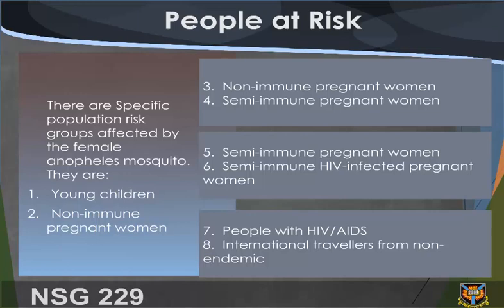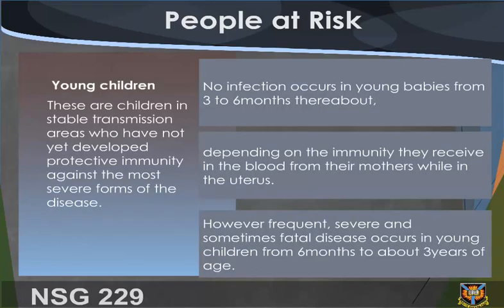People at risk. There are specific population risk groups affected by the female Anopheles mosquito. They are: 1. Young children. 2. Non-immune pregnant women. 3. Semi-immune pregnant women. 4. Semi-immune HIV-infected pregnant women. 5. People with HIV/AIDS. 6. International travelers from non-endemic areas.